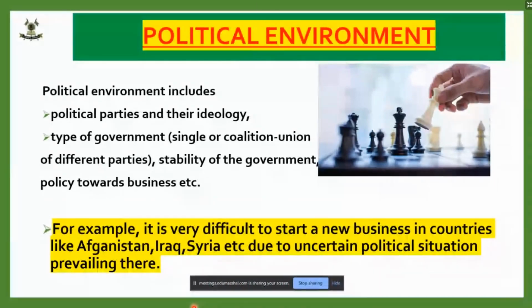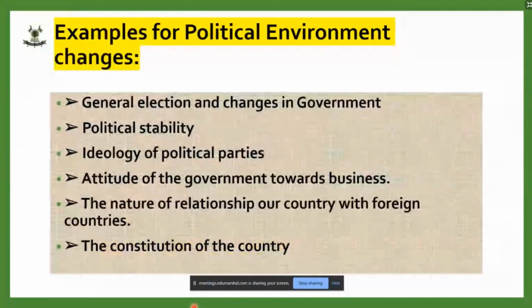If you see in our own country, Kashmir, the business is not growing, children. Why? Because there is so much political instability that there is no peace. So business is going to flourish only where there is peace and political stability. This is part of the political environment. The ideology of the government is part of the political environment. Let's talk about the examples of political environment.